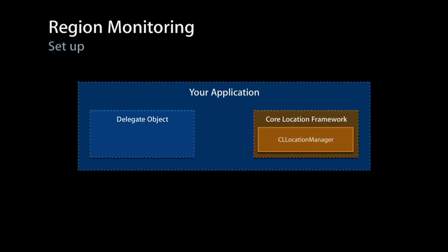Now finally, your delegate object needs to adhere to the CLLocationManagerDelegate protocol. This makes sure that the Location Manager can fire those delegate callbacks later. With that, you're ready to start creating and registering regions.